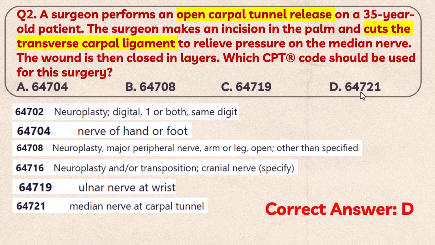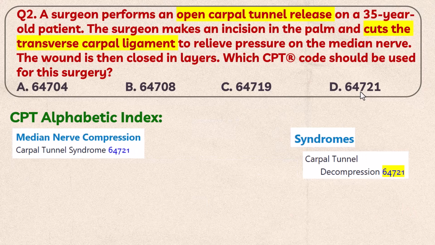If you encounter this case in a real working scenario, you have to use the CPT alphabetic index. Once you go to the CPT alphabetic index, you can directly go for the index term median nerve, compression. The subterm is carpal tunnel syndrome. It will lead you to the code 64721.